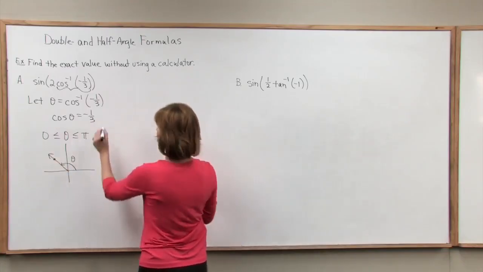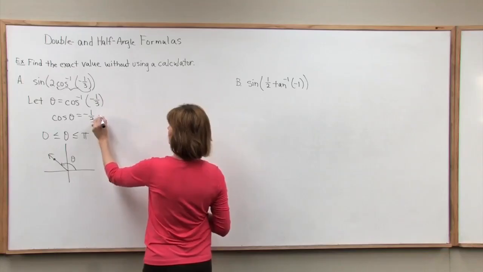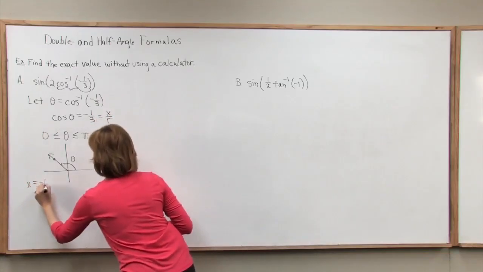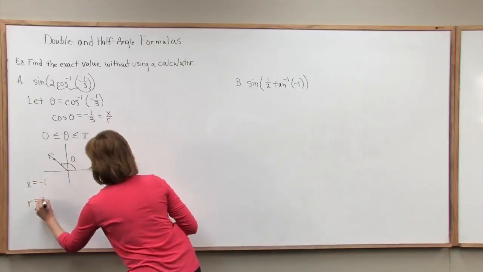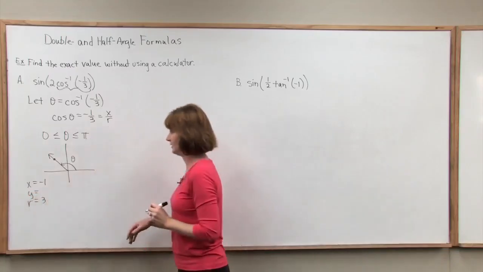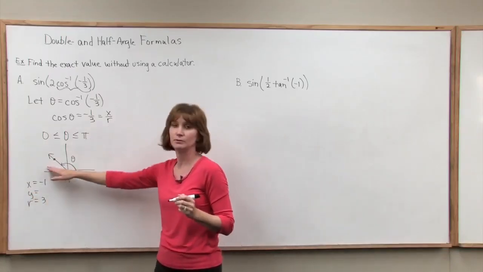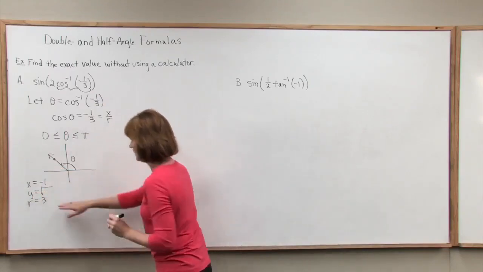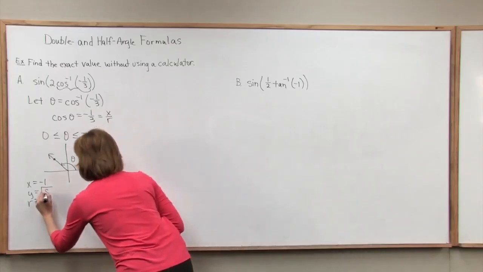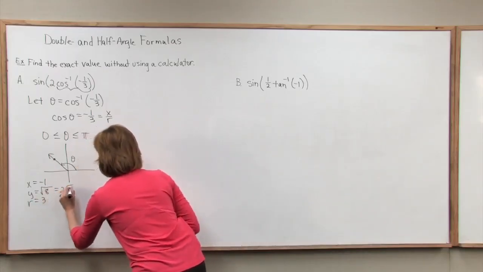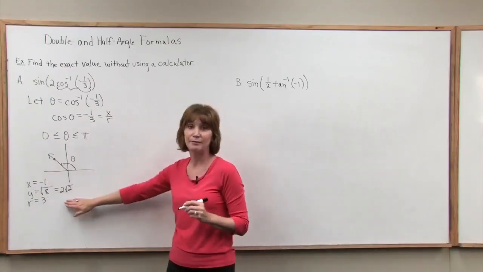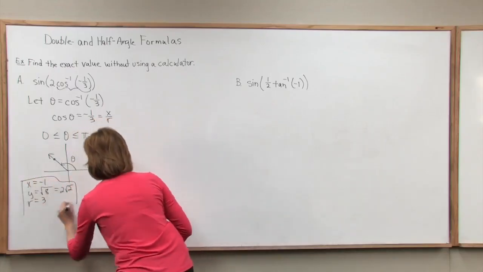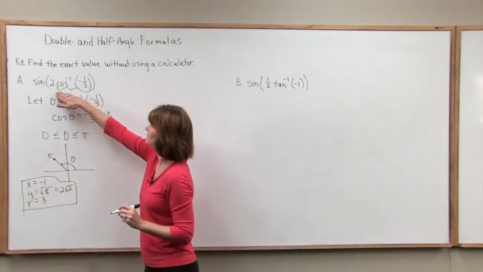Well, since we know the cosine is negative 1 over 3, we know cosine is x over r. So I know x is -1. I know r is 3. We need to find y. Now notice in the second quadrant, the y coordinate is positive. So it's going to be positive square root of 9 minus 1, which is square root of 8, which simplifies to 2 square roots of 2. So now we found x, y, and r. Knowing that, let's go back to this problem.